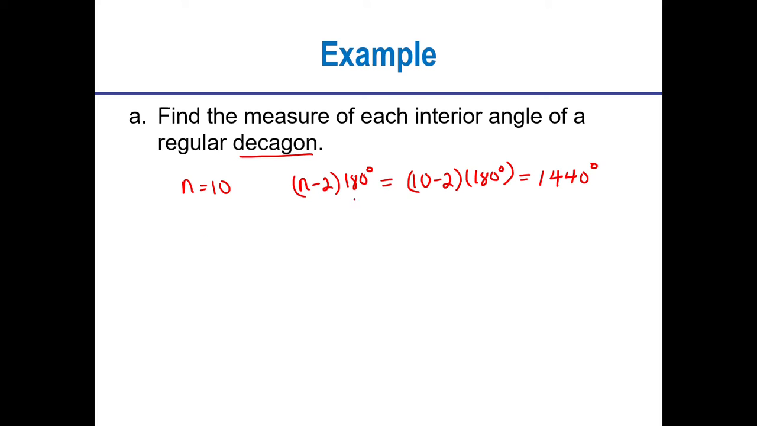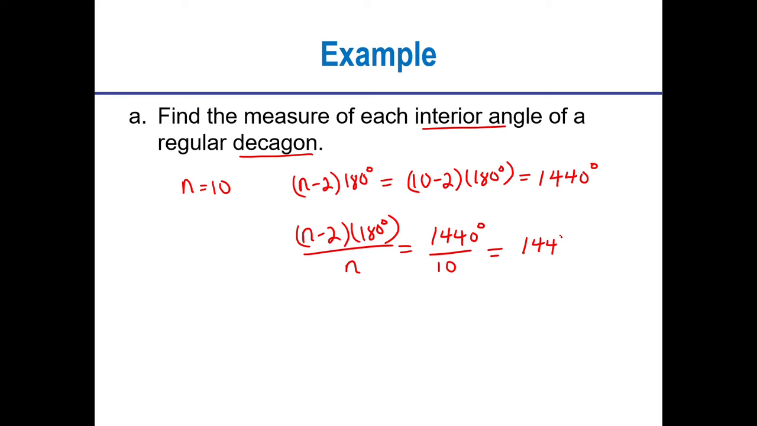Now if I want to find just one interior angle, I will use the formula (n minus 2) times 180 degrees, over n. We already know the numerator is 1440 degrees, and we'll divide that by 10, which yields 144 degrees. So the interior angle of a decagon is just 144 degrees.